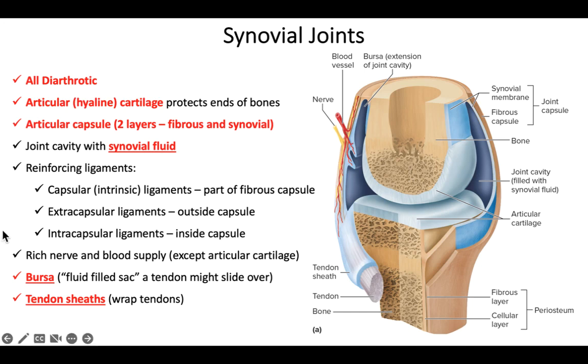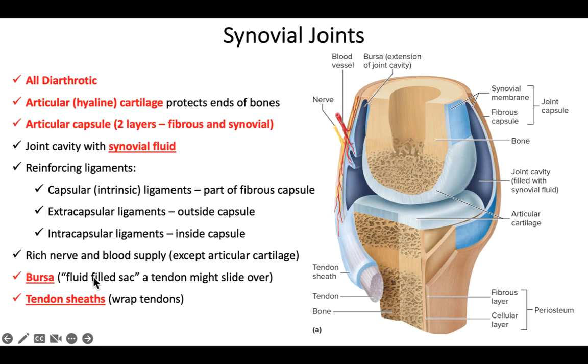All right, what else do joints have? They have a lot of nerve supply and blood supply. You can see that here. So you've got to have blood supply to the capsule. You obviously have to have blood supply to the bones, and there's also nerve supply. There just isn't any in the cartilage. So this cartilage doesn't have nerves or blood supply.